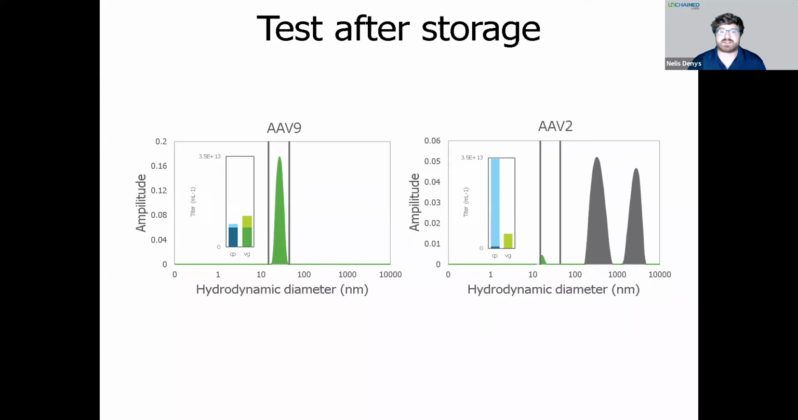Standard DLS intensity distributions of AAV2 and AAV9 are shown here. Both were stored at 4 degrees for 2 weeks. Now, AAV2 showed peaks at a much larger hydrodynamic diameter than AAV9, indicating significant aggregation. The large light blue bar of the AAV2 sample shows the extent of storage-induced aggregation, while the dark blue and green bars dominating the graph for AAV9 show that most of the sample is intact, full capsids.